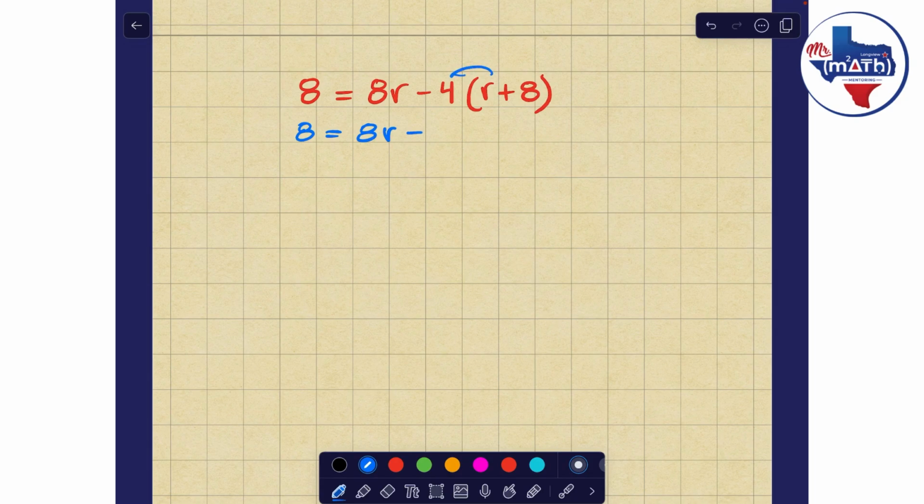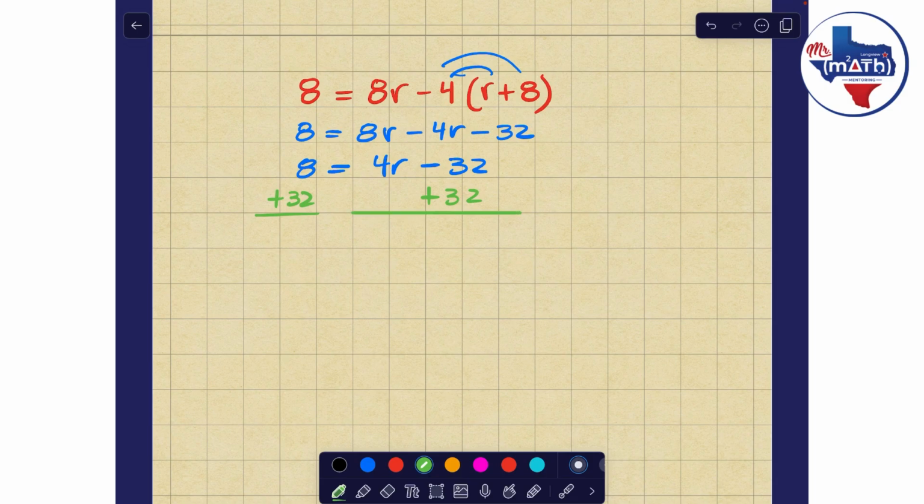minus 4 times r will be 4r, and negative 4 times the positive 8 will be negative 32. Okay, let's combine like terms, the 8r and the 4r. So we'll have 8 equals 8r minus 4r will be 4r minus 32. What else can we do? We can add 32 on both sides.